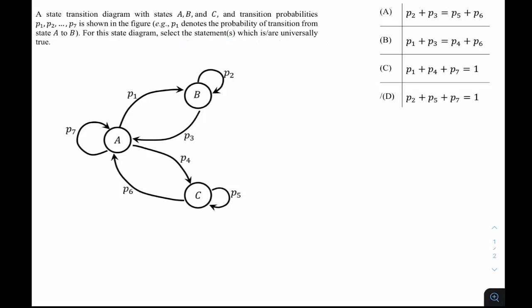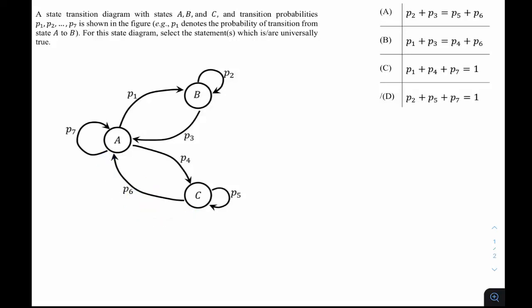By observing the word "statements are", it's a clue that this can be an MSQ question, so more than one option can be correct. Let's say I ask you the meaning of the line where P4 is written. It means if the present state is A, the next state will be C, with probability P4. What is the meaning of this line? If the present state is B, the next state will again be B, with probability P2. What is the meaning of P6? It means if the present state is C, the next state will be A, with probability P6. That's the meaning of these lines.